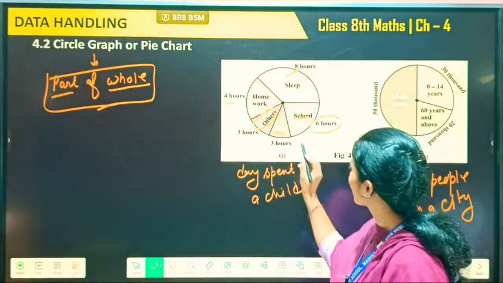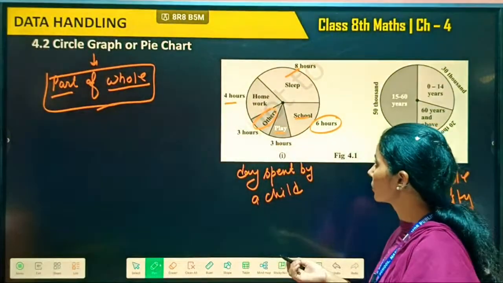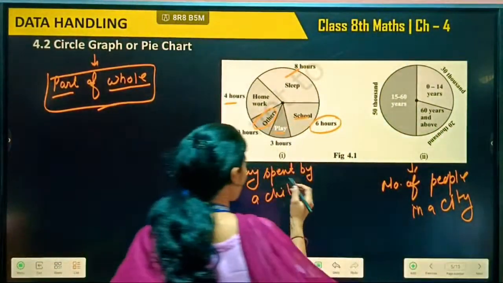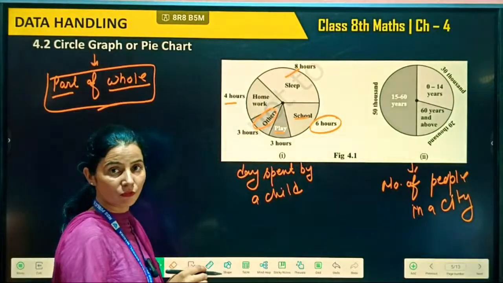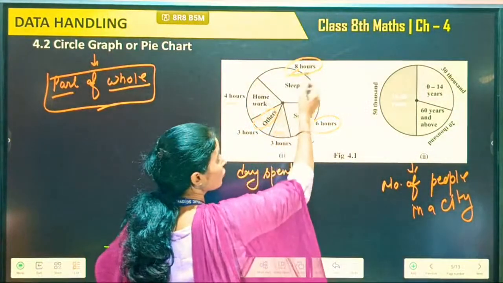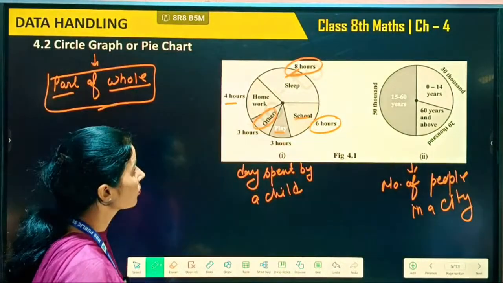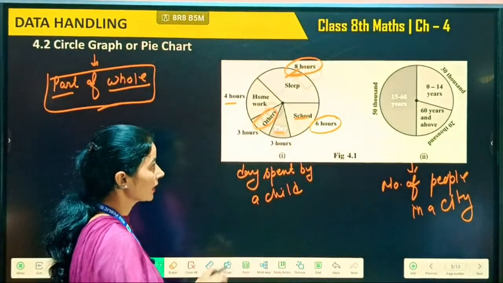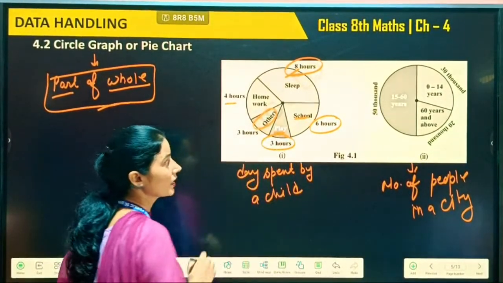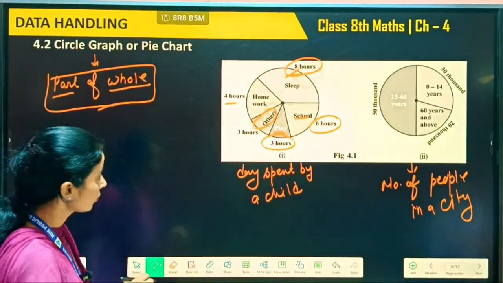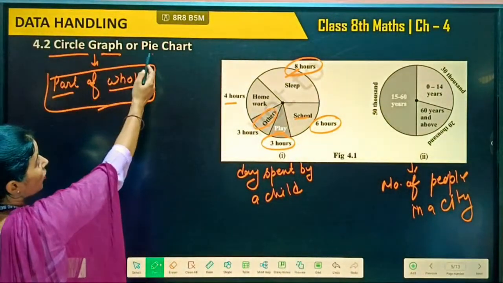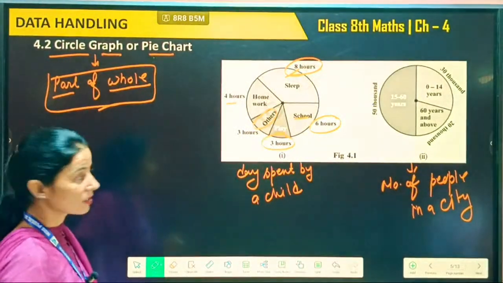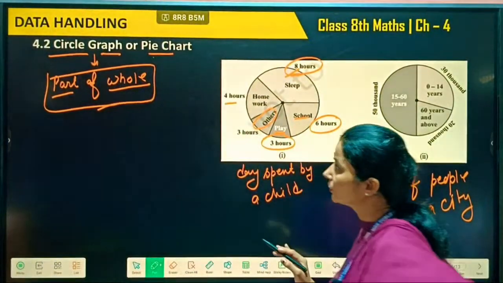So this pie chart is representing a part of a whole. If we want to know, out of the complete day, how many hours he has given to sleeping, it is 8 hours. And if we want to know how many hours he used to play in his whole day, we will come to know it is 3 hours. So this circle graph, another name is pie chart, is representing a part of a whole.